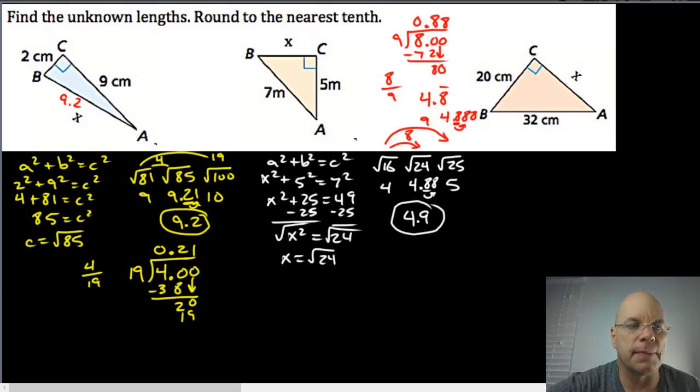And when I put that on my triangle, the two legs are less than the hypotenuse. The sum of the legs is greater than the hypotenuse. All of that looks reasonable.